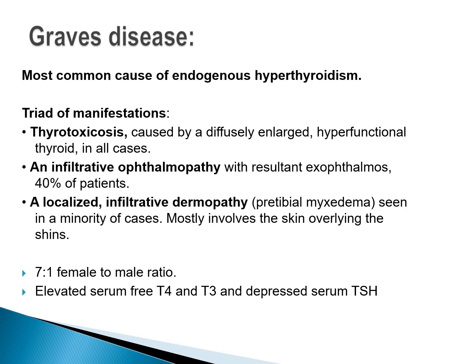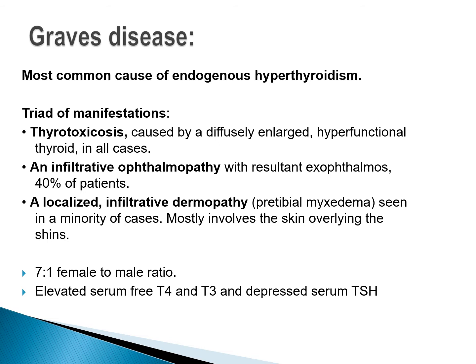But this infiltrative ophthalmopathy is not seen in other forms of hyperthyroidism. It is only seen in Graves' disease. The third part of the triad is localized infiltrative dermopathy, which we call pretibial myxedema. This is a myxedema that is different from the myxedema of hypothyroidism. It's just localized to the anterior part of the skin of the shins on the lower limbs, anterior to the tibia. So the skin becomes thickened due to the deposition of myxoid material. Graves' disease is an autoimmune disease.